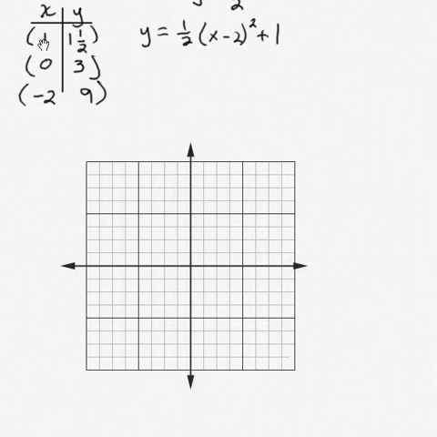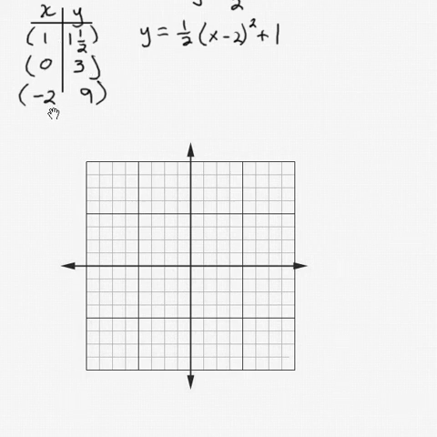Like 1 or 0. And why am I including negative 2? Well, I noticed that an odd number for x gave me a fraction, and to avoid that, I chose an even number for my negative value. So if I put in 1, 1 minus 2 is negative 1. Negative 1 squared is positive 1. Times 1/2 is 1/2. Plus 1 is 1.5. If we put in 0, 0 minus 2 is negative 2. Negative 2 quantity squared is 4. 4 times 1/2 is 2. 2 plus 1 is 3. So we have the point (0, 3).